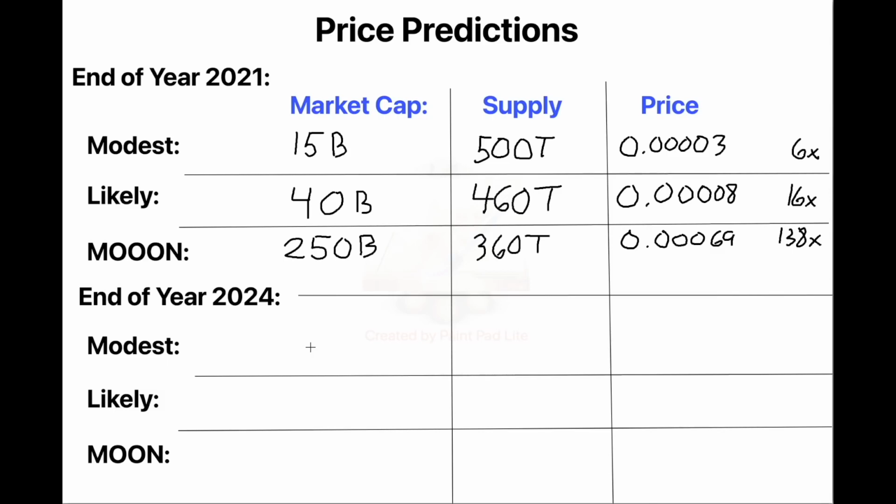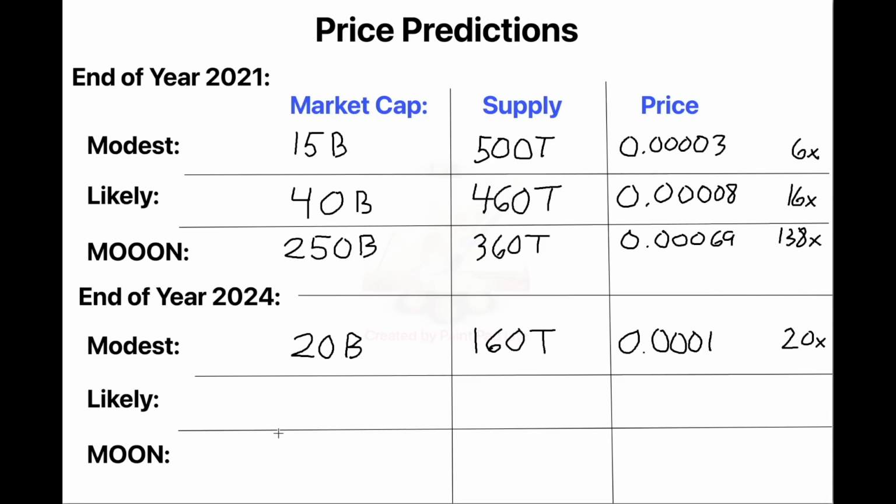Okay, that's my end of year price predictions. Now I'm going to do my 3-year price predictions for modest, likely, and moon. My 3-year modest prediction would be a $20 billion market cap, 160 trillion supply, leaving us with a price of 0.001, or 25x where we are from now. That's about 1/100th of a penny.